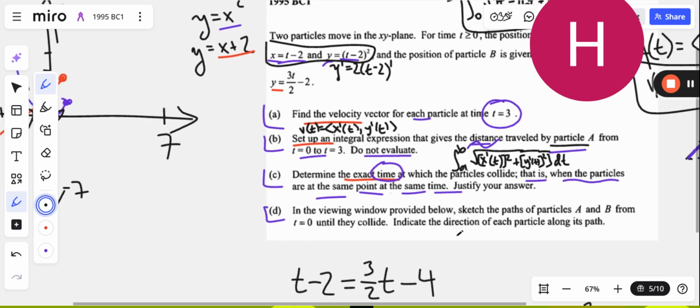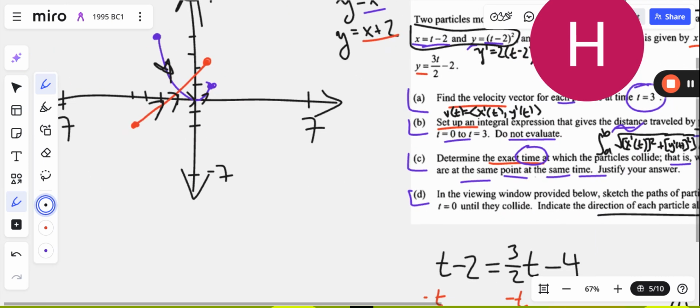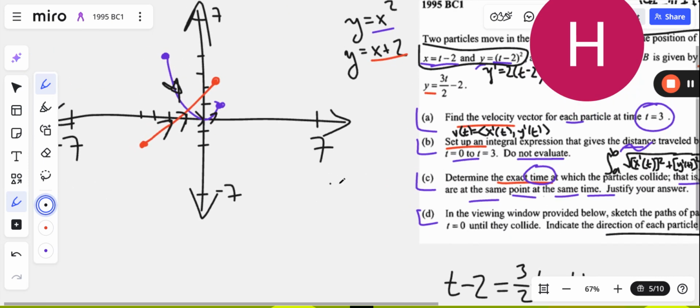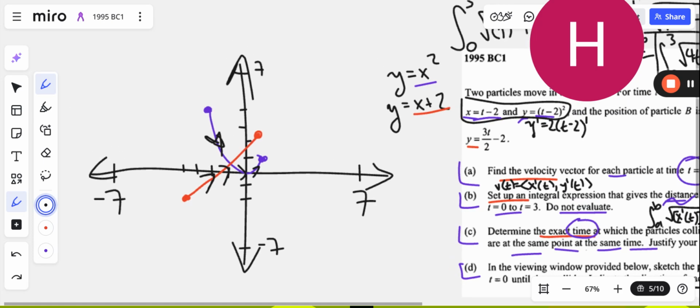Okay, indicate direction of each particle along its path. There we go. Oh, until they collide. Whoops, I thought it was until t equals 3. Until they collide. Gotta keep reading that question better. So they are going to collide at this spot.